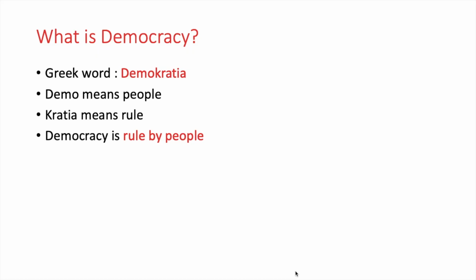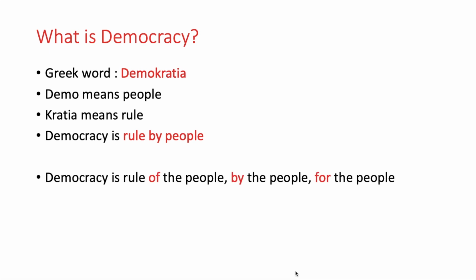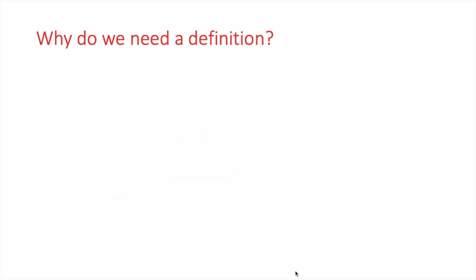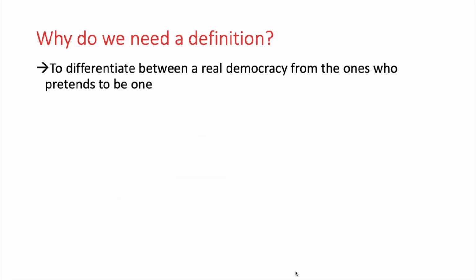You might think, why do we even need a definition of democracy when we already know that democracy is a rule of the people, by the people, and for the people, as said by Abraham Lincoln? We need a definition to be able to differentiate a real democratic government from the ones that pretend to be one. This only happens to gain public faith and trust and to gain global acceptance.